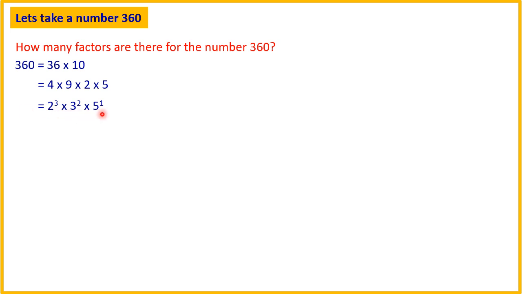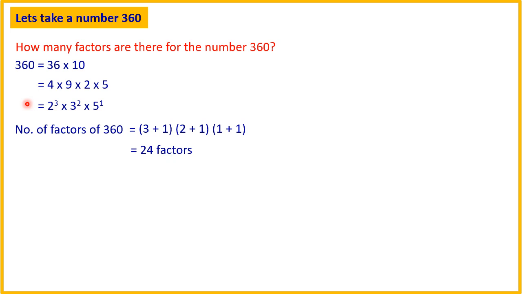Now 2, 3, 5 are prime numbers. So the number of factors of 360 will be equal to (3 plus 1) into (2 plus 1) into (1 plus 1), which will be equal to 24 factors. So there are total 24 factors of 360 which can divide 360, giving you 0 as the remainder.